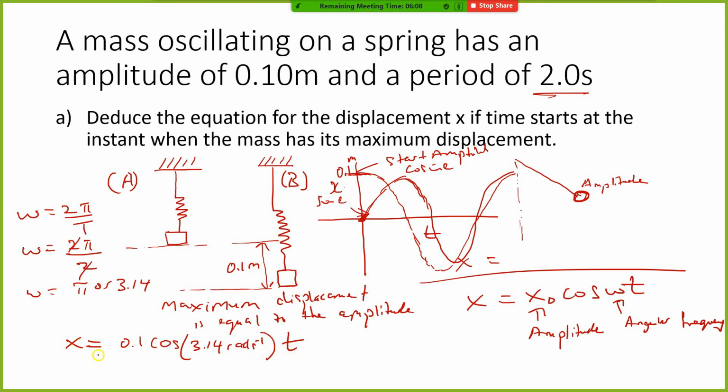Good? To say that x, which is your displacement, is equal to the amplitude times cosine of omega times t. So this is the equation. Yeah? Yes, sir.